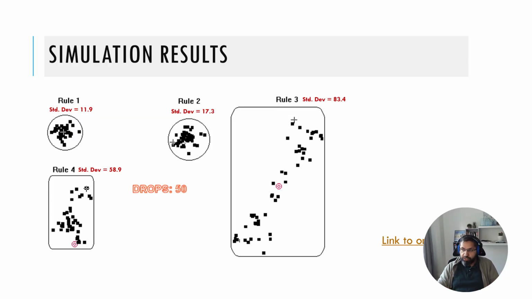The tune introduces some bias, and there's more variability. Reset and tune just is awful. It's all over the place. And calibrate to last output is also awful. It's all over the place. Look at the standard deviations, 58.9, 83.4. They're just terrible. But surprisingly, rule 1, which is do nothing, wins.